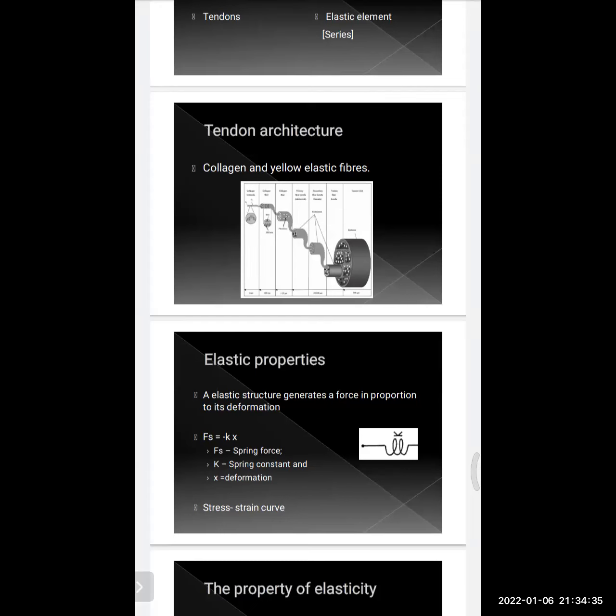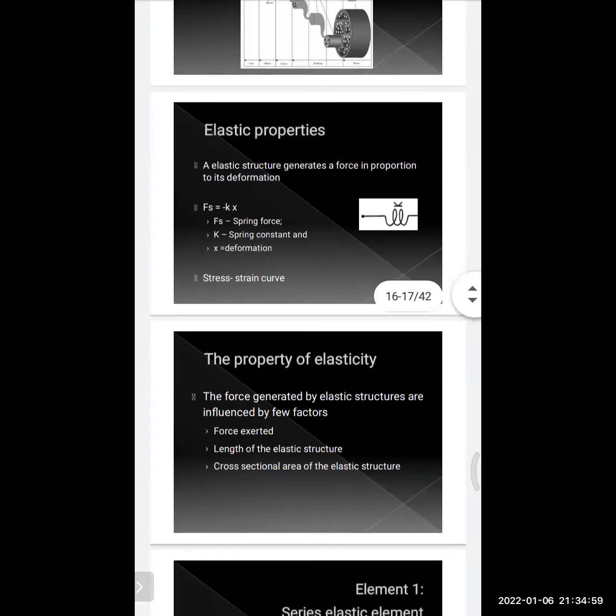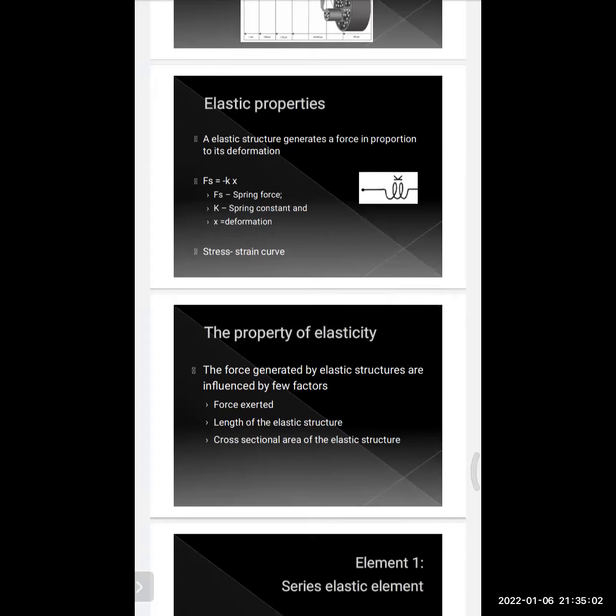So now we understand that the force is determined not only by the deformation but also by the kind of material which makes it. Ultimately the force is determined by both of these features. So when the elastic properties are there, the force generated by the elastic structures is influenced by a few factors: the force exerted, the length of the elastic structure, that is your X, and the cross-sectional area of the elastic structure, which is basically your K. All these together determine the force with which the elastic structure will pull back.